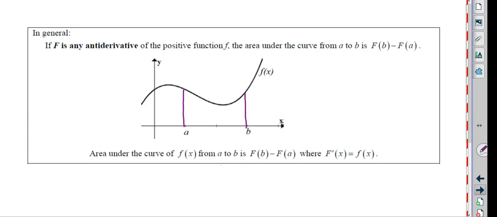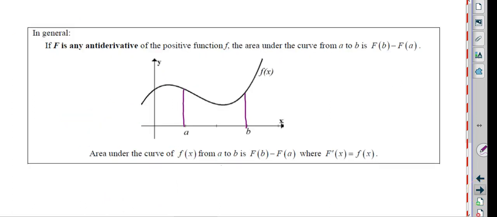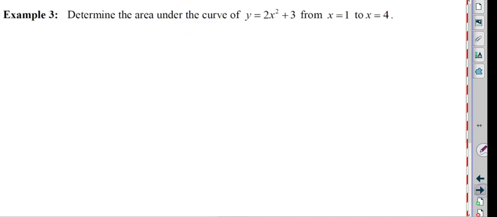So you just figure out what's the antiderivative, plug in the value for B, and then plug in the value for A, subtract, you'll get the area. No more adding up infinite numbers of rectangles. Yep. An example antiderivative for area, we got x squared plus x. And why is that? How would you work that out? We'll get to that. It's coming.